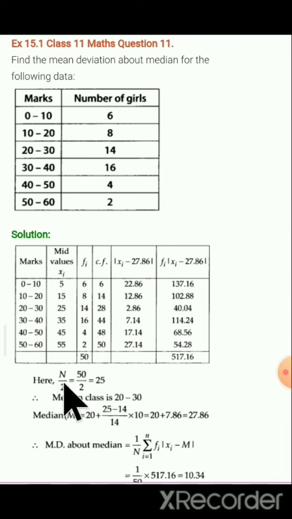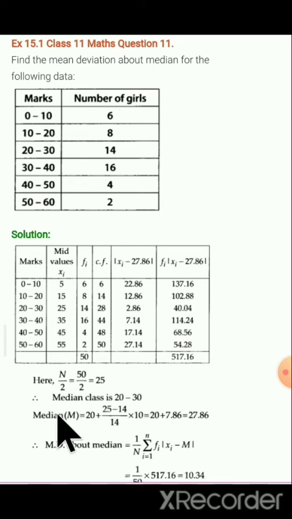So here consider capital M equal to n by 2, that is 50 by 2, which equals 25. This M is the median class, the class interval 20 to 30, because the cumulative frequency just greater than 25 is 28. So here capital M equals 25.